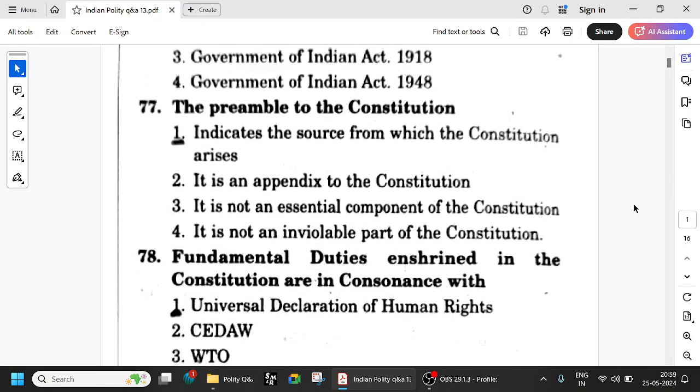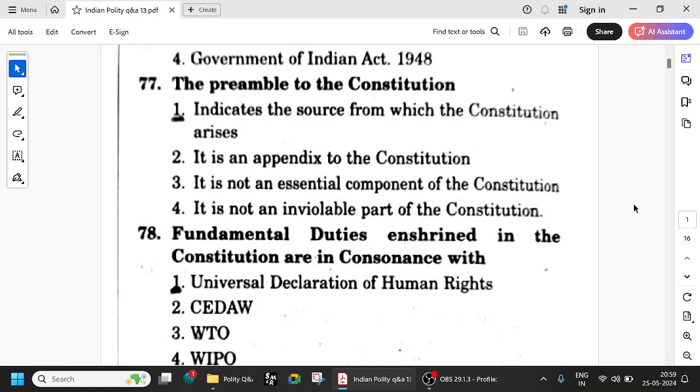Next, the preamble to the Constitution. The preamble to the Constitution indicates the source from which the Constitution arises. Very important. It is not an appendix. It is not an essential component. It is not an inviolable part. It has been amended by the 42nd Amendment Act of 1976. So it indicates the source from which the Constitution arises.